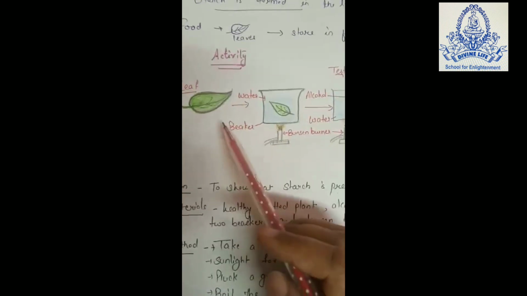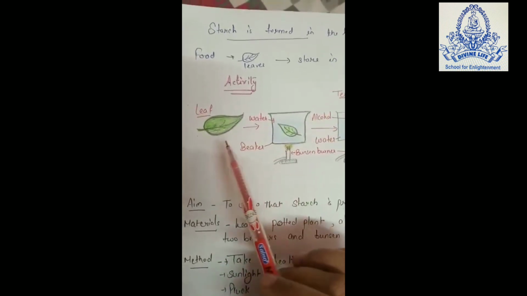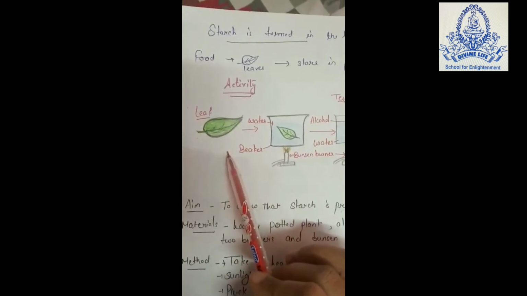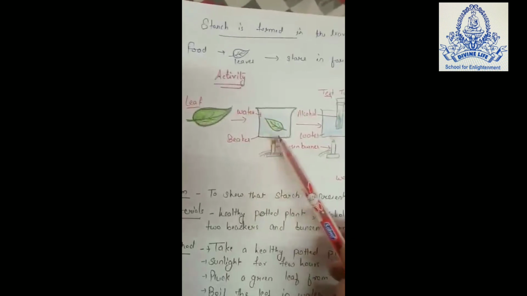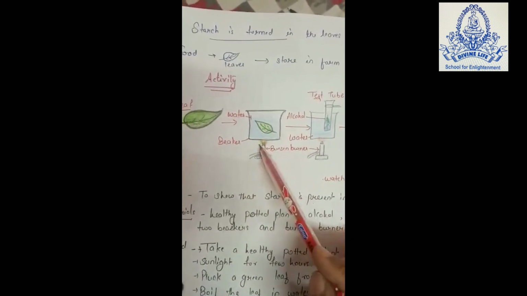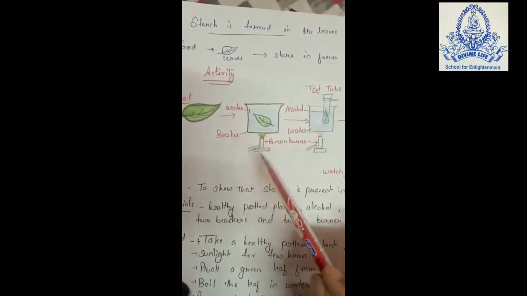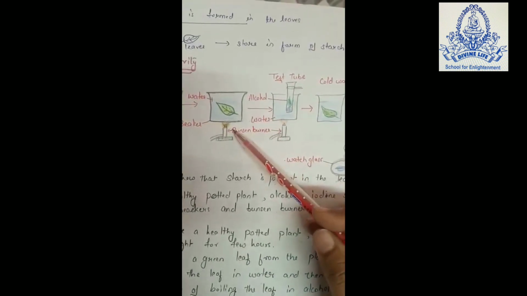Now take a healthy potted plant and keep it in sunlight for a few hours. Pluck a green leaf from the plant. Put this leaf in the beaker. The beaker contains some water. Put this leaf in the beaker and put it on the Bunsen burner. Boil the leaf in water and then in alcohol.